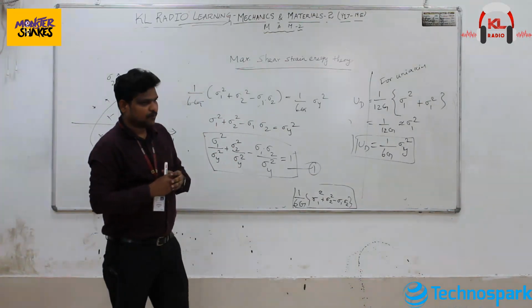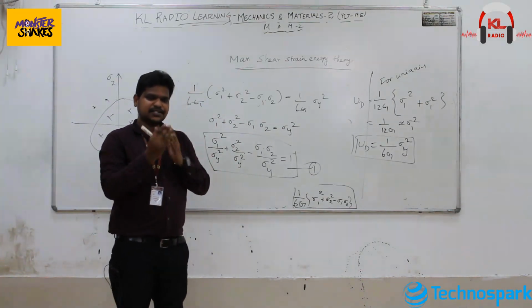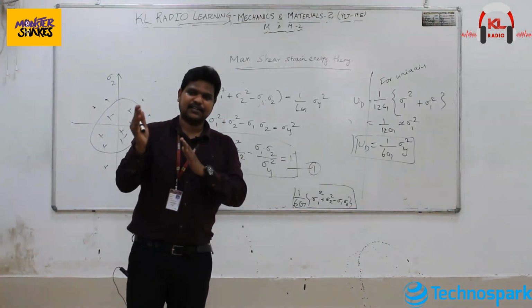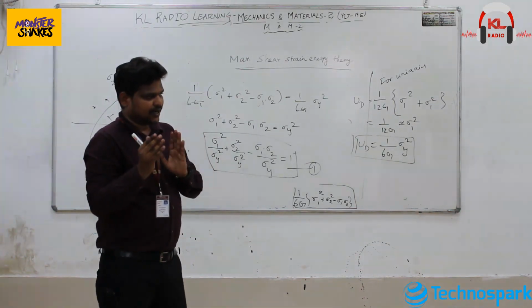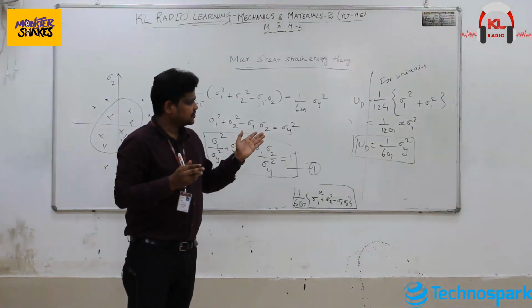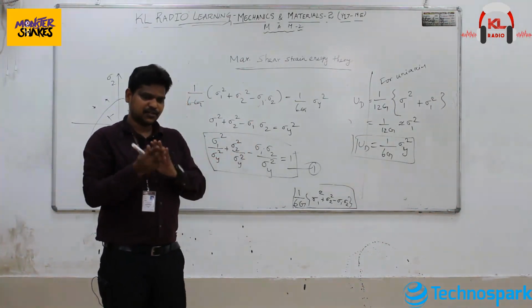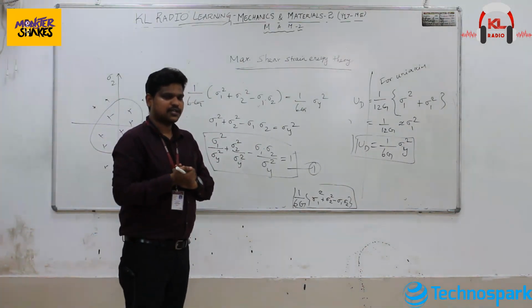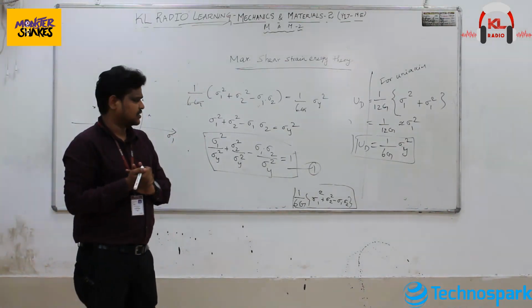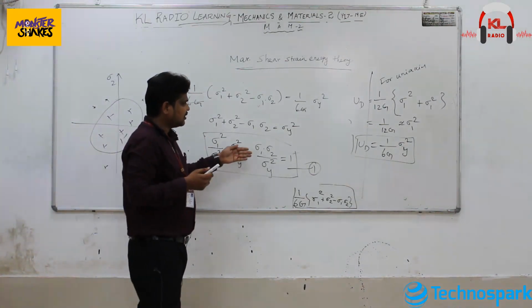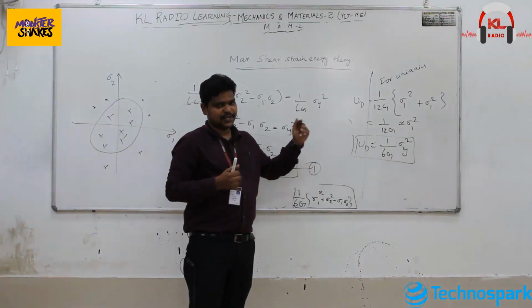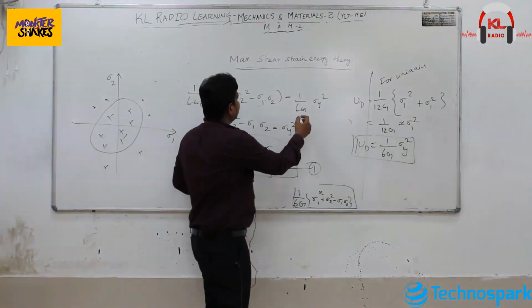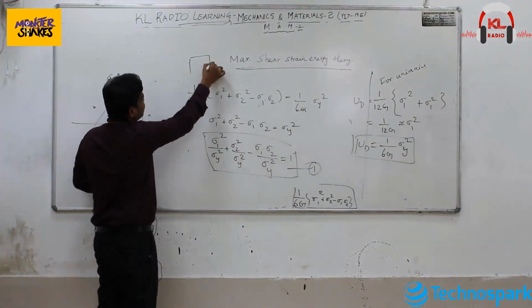So von Mises proposes that if you calculate the distortion energy, the shear strain energy, in a member under uniaxial loading condition and equate that with the strain energy density, it will be so logical and will give so accurate a result. And that can also be concluded in the pure shear case, when the member is subjected to pure shear.